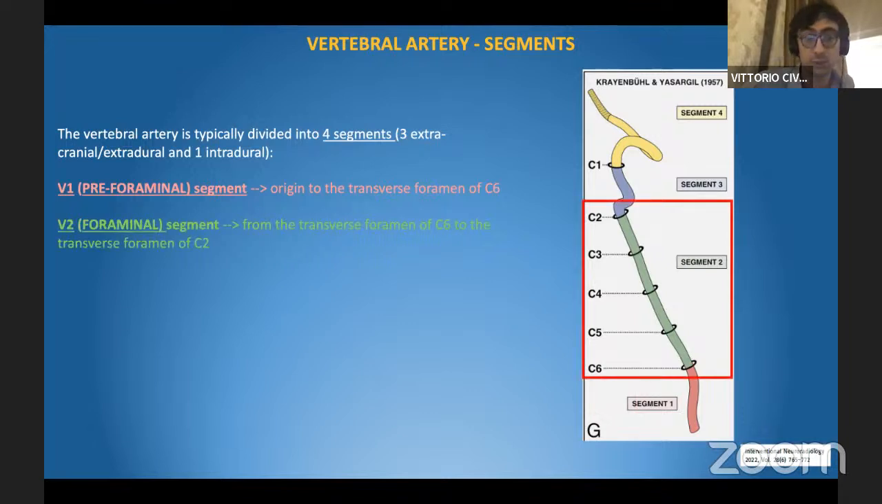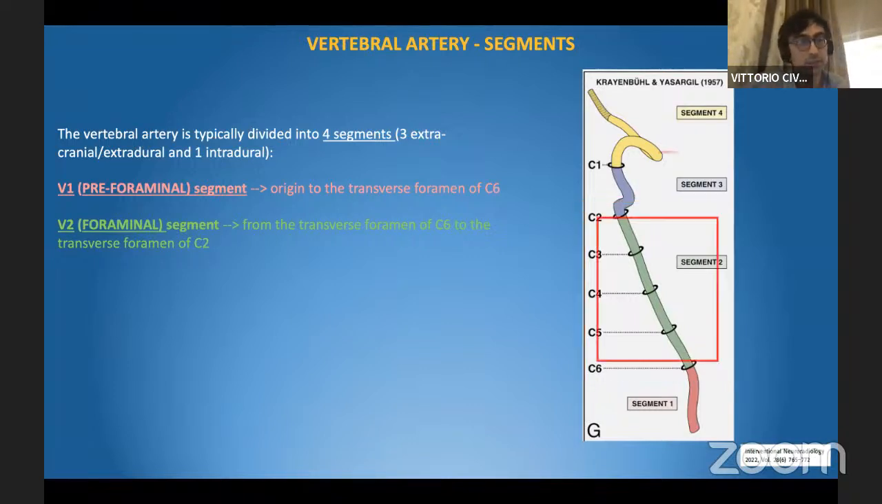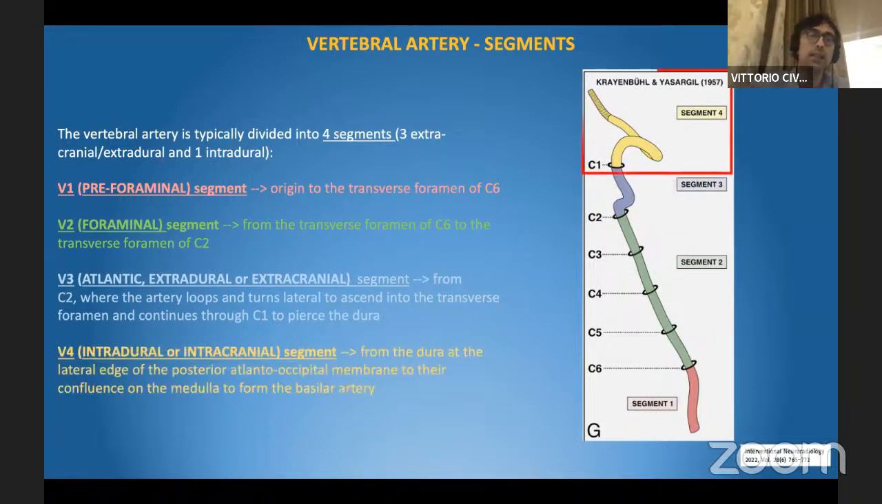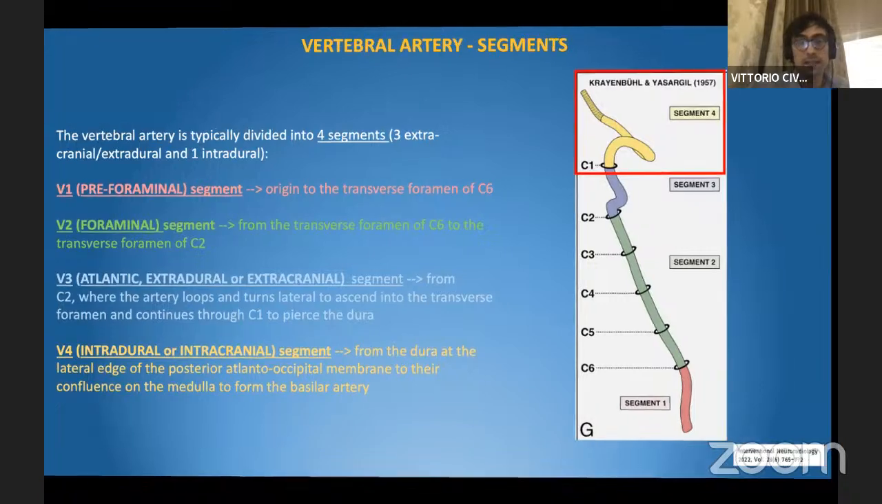Then we have the V2 or foraminal segment that goes from the transverse foramen of C6 to the transverse foramen of C2. Then we have the V3 segment that goes from C2, loops, and continues to C1 and pierces the dura at this level. And then we have the V4, or intracranial or intradural segment, that goes after piercing the dura to the confluence on the medulla to form the basilar artery.